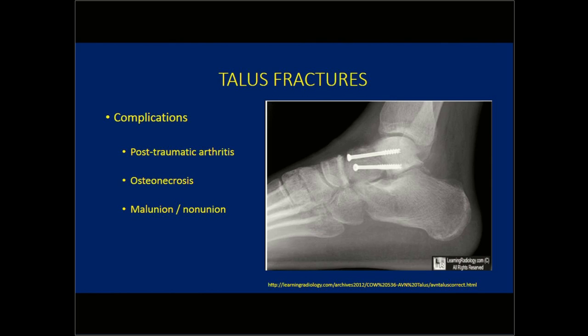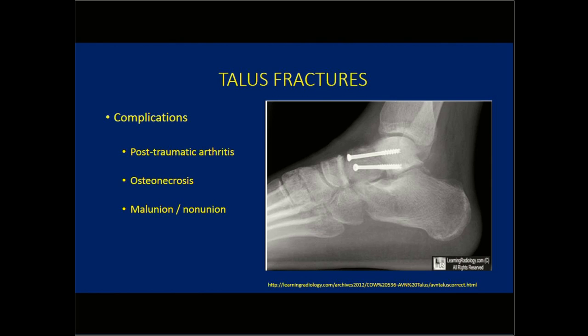Osteonecrosis, the rate of that increases based on the severity of the injury from 10% to almost 100%. So if you have what's called a Hawkins 4 talar fracture, where they have dislocations of the tibiotalar, subtalar, and talonavicular joints, the rate is 90 to 100%. Even with simple non-displaced fractures, some people have reported the risk of avascular necrosis to be 10%. Malunion and non-union can occur as with any other fracture.